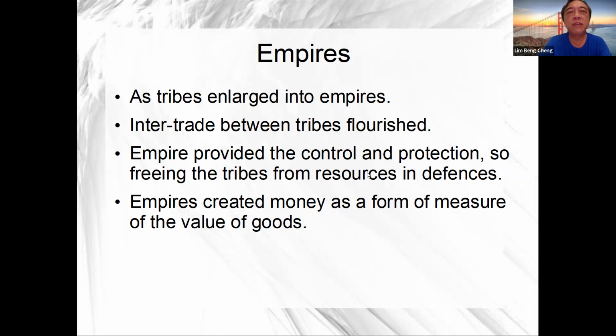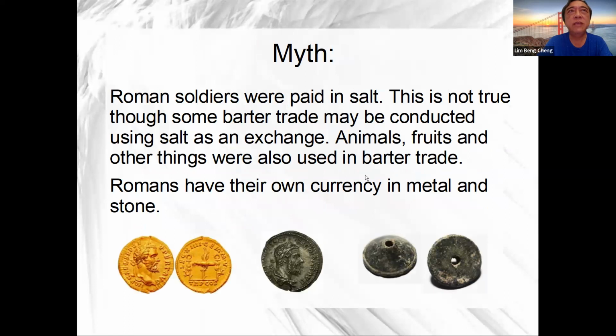But when they have enough food, they have to think of other things like making pottery, making jewelry, and if you are rich, you collect expensive items like jewelry and all these things. So it becomes an advanced culture with arts, and things progress. So there was this myth that says Roman soldiers were paid in salt.